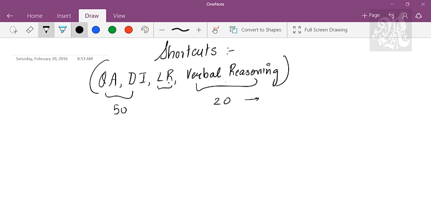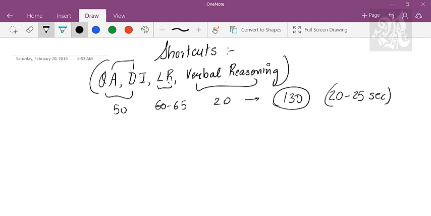So now let's talk about quant and DI. You have 50 marks of quant and DI. LR will come for around 60 to 65 marks and verbal reasoning will come for around 20 marks. So around, let's say, 130 odd marks. You can solve these 130 questions in a matter of 20 to 25 seconds per question, which will, in other words, save a lot of time for the difficult or other time consuming areas like verbal ability and obviously visual reasoning.